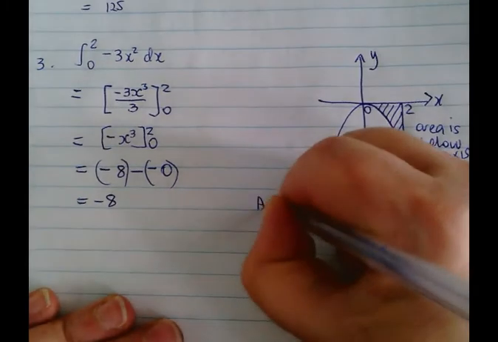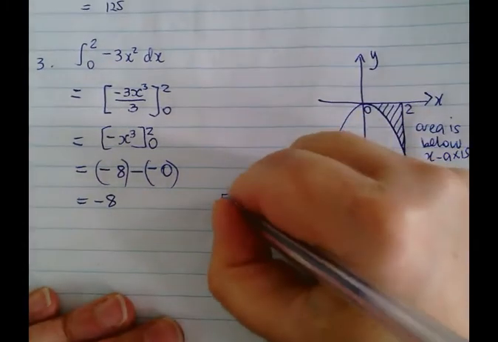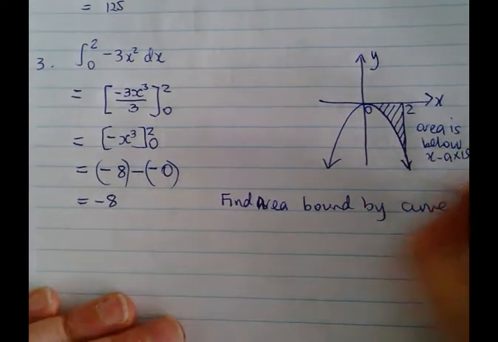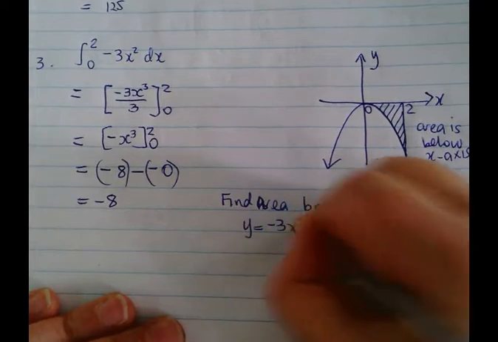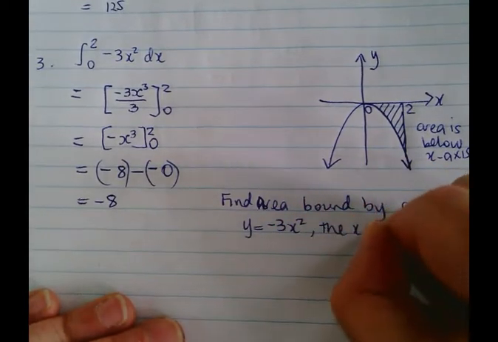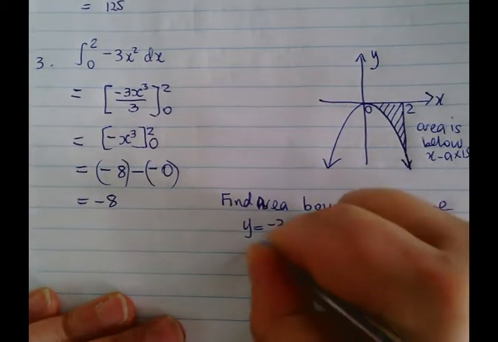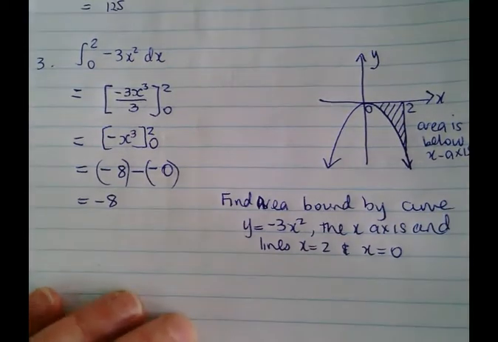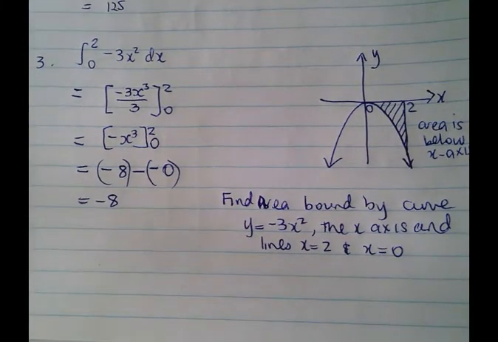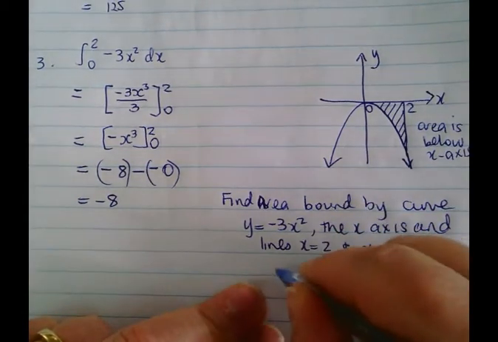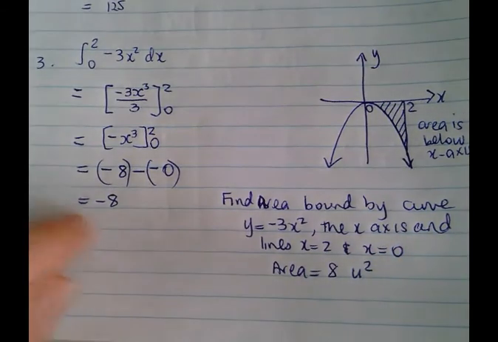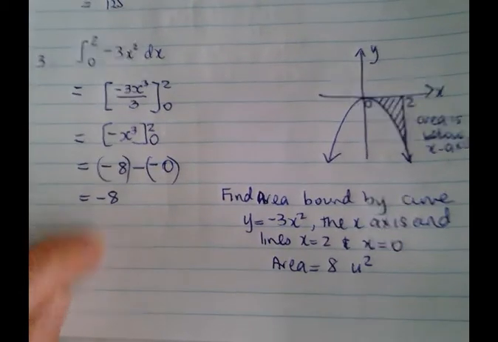But if I ask you the same question, if I say find the area bound by the curve y equals negative 3x squared, the x-axis and the lines x equals 2 and x equals 0. Girls, do you ever get negative answers for area? You don't. The area bounded by the curve is 8 units squared. It's positive. But the integral is negative. So you've got to be careful.